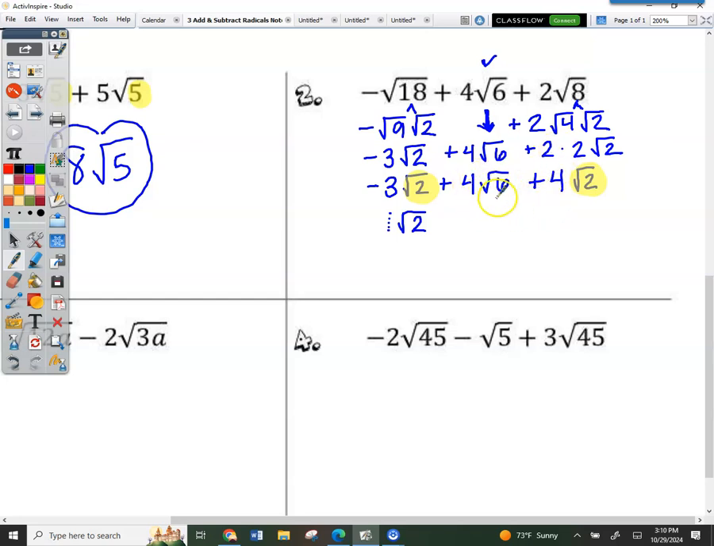Now, what about this that I've not done anything with? Bring it down and it's just in your answer. No, you cannot combine this. Root 2 plus 4 root 6 is your answer. Okay?